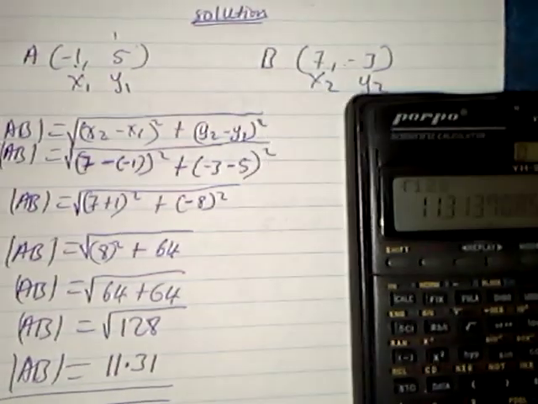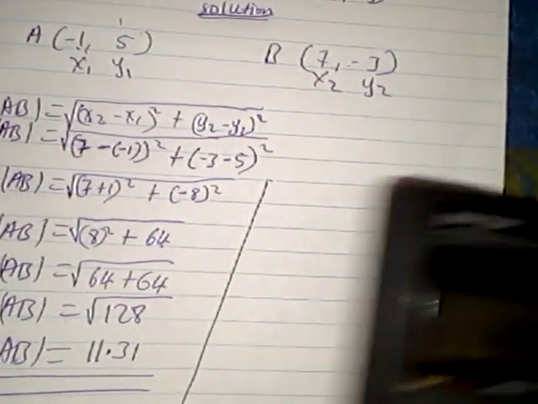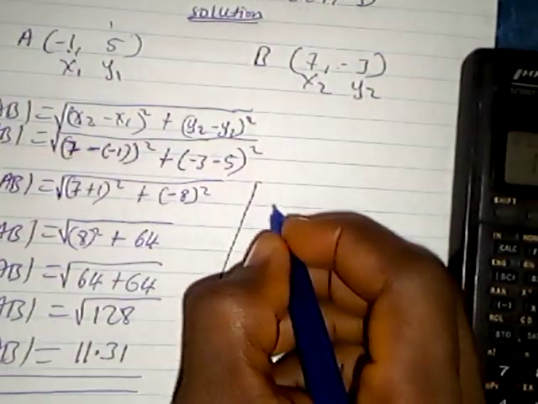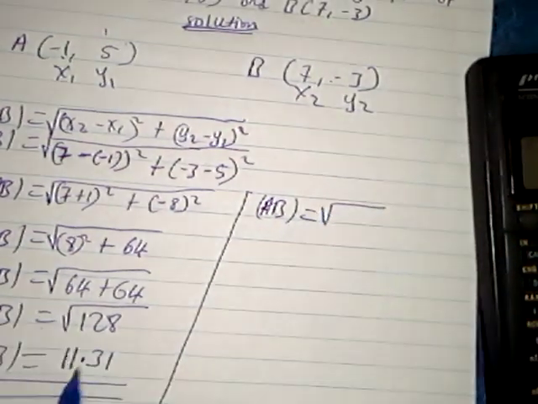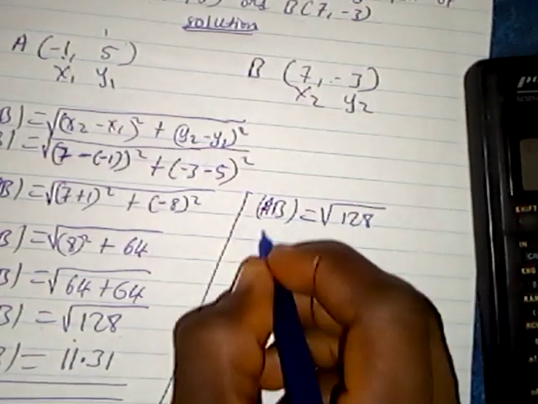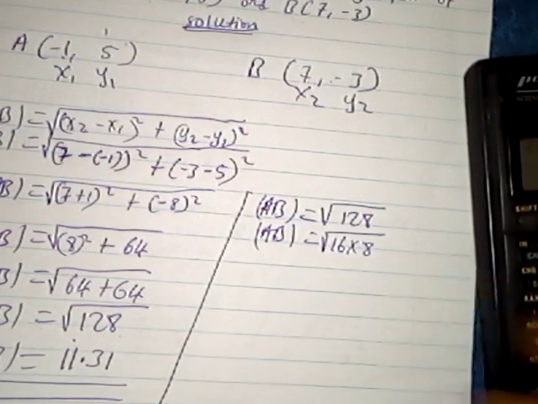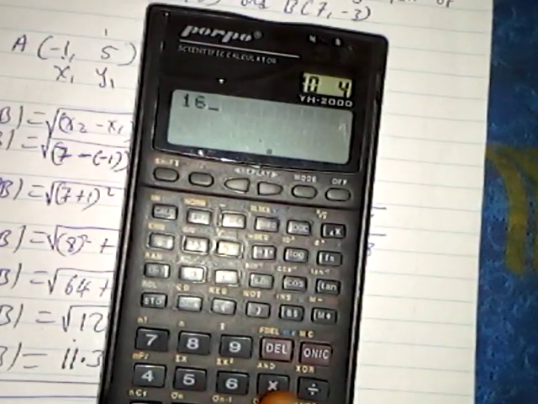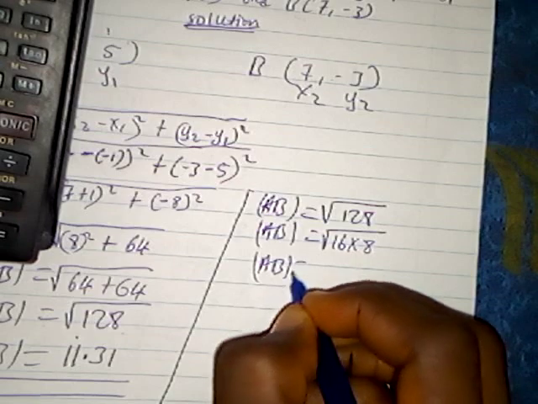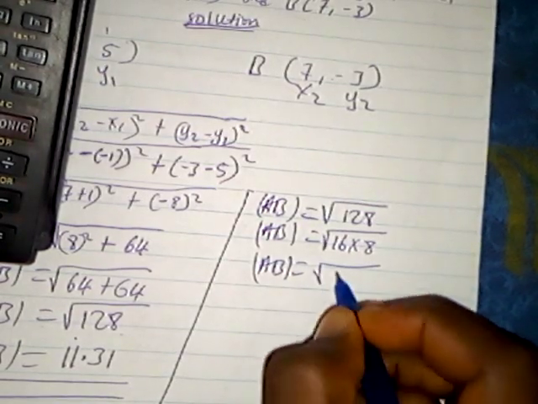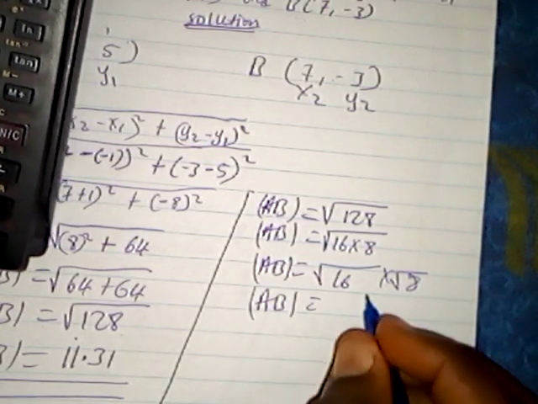But in case the question asks you to give your answer in short form, which is the standard way of giving this kind of answer, right? In case they ask you, just solve it in short form. Just say line AB is equal to what? The root of 128. In short form, 128 is 16 times 8. So line AB is equal to the root of 16 times the root of 8.